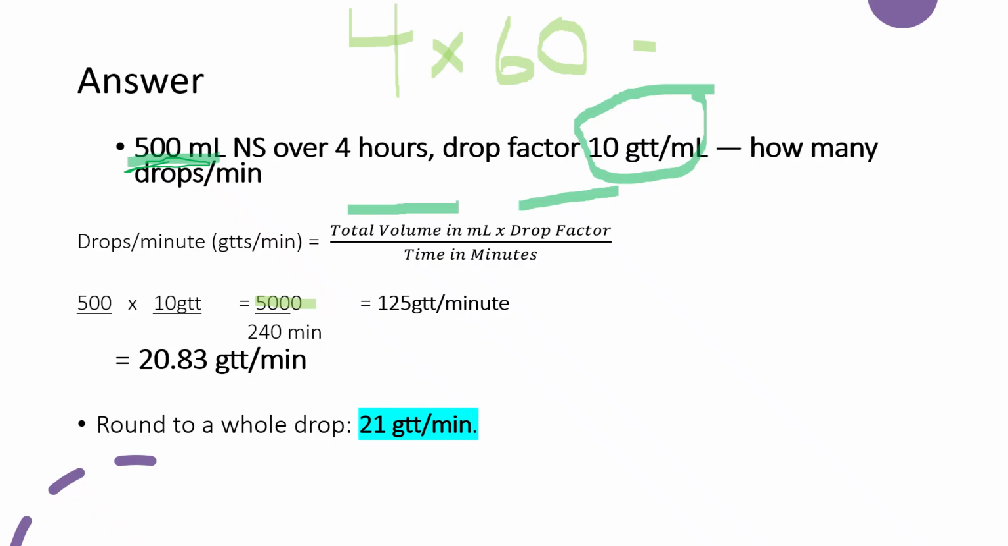So 5,000 divided by 240 is 20.83 drops per minute. And then I told you you have to round this number, and that is where we get our final answer of 21 drops per minute. And that is a small number that you would count over a minute, and you would be looking for about 5 drops every 15 seconds.